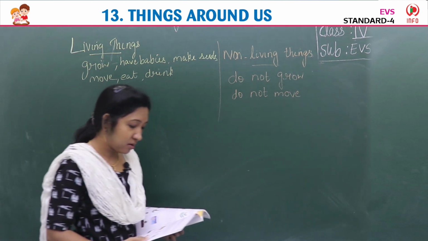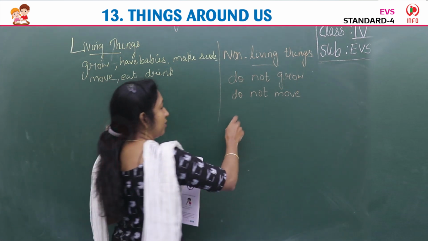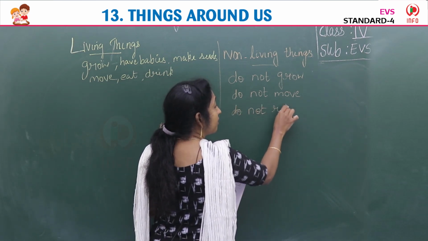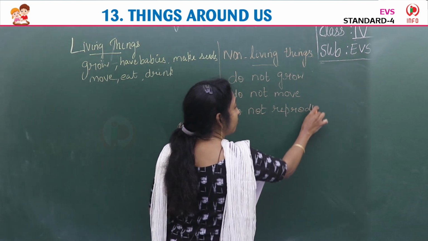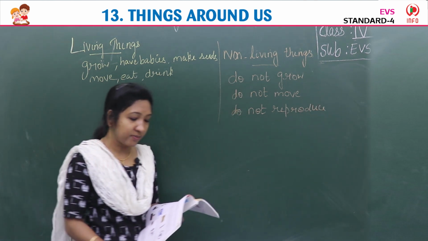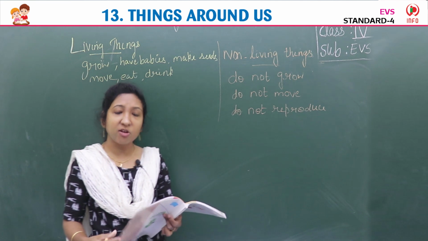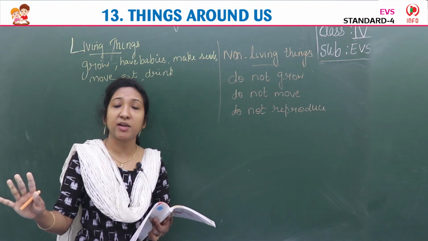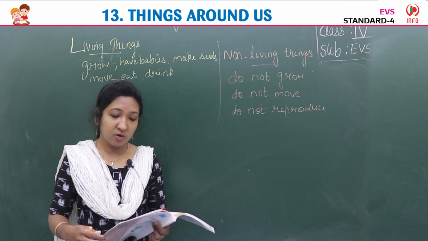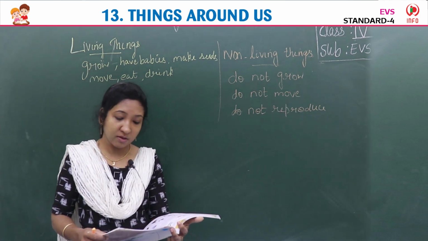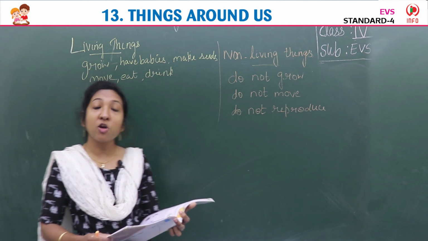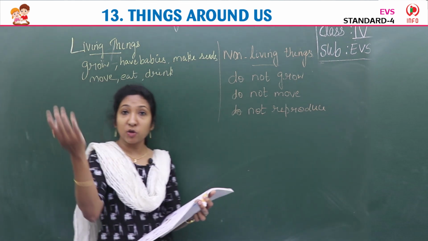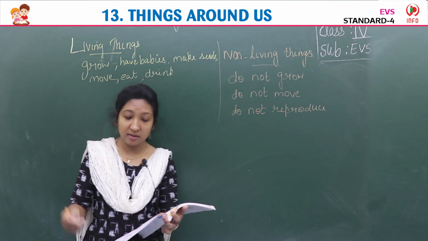Then they do not reproduce, or they do not produce any young ones. They do not produce babies, isn't it? They do not reproduce or evolve. They do not change; they stay like that only. They do not change or develop, we say. So non-living things do not have any of these characteristics like growth, movement, nothing.